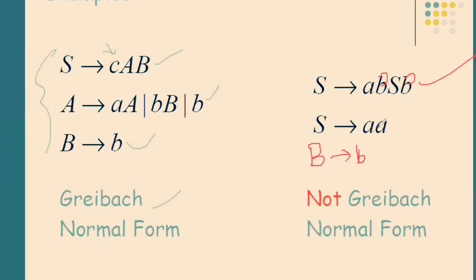Then you have S tends to small a, and one more small a is there. So what you need to do, let us add one more production, that is capital A gives you small a. Now this a can be replaced with capital A. Now this is in Greibach normal form. This is also in Greibach normal form. This is also in Greibach normal form. So finally you can conclude the given grammar is successfully converted to its equivalent Greibach normal form. So this is how you will be converting any given grammar to its equivalent Greibach normal form.